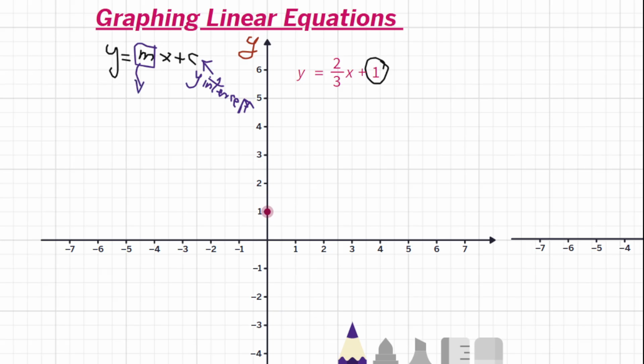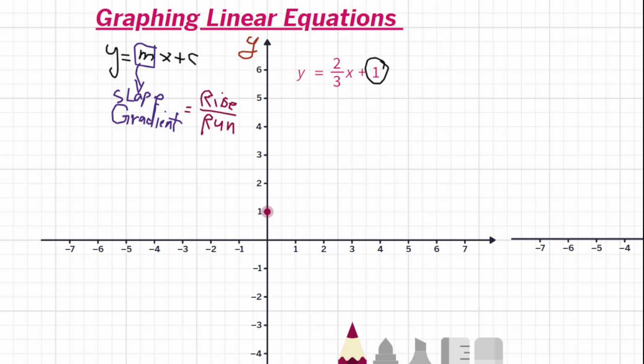What's m? M is called the slope. It's also called the gradient. It's the same thing, the gradient or the slope. And the teachers are always saying the slope is equal to rise over run.